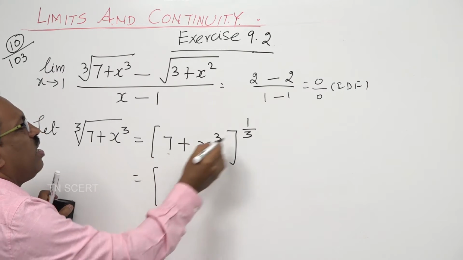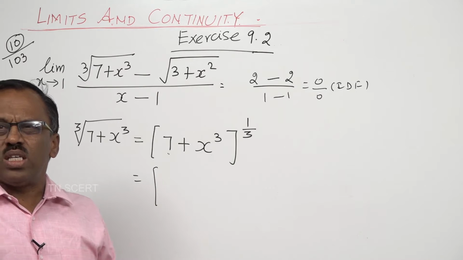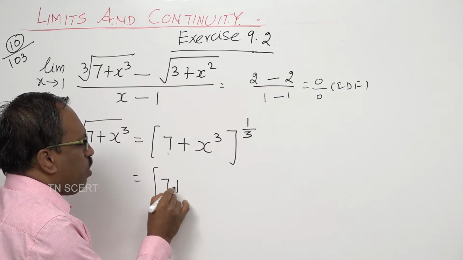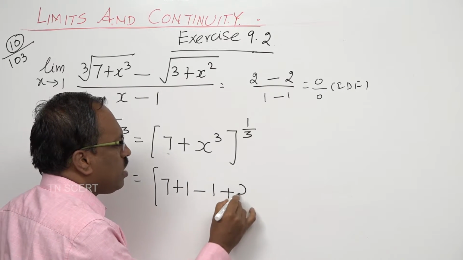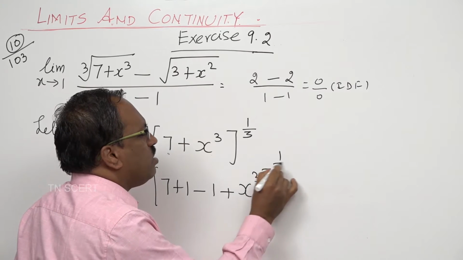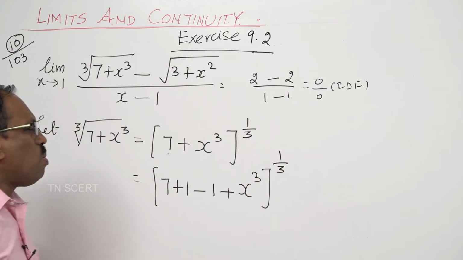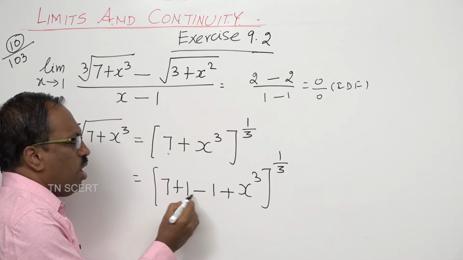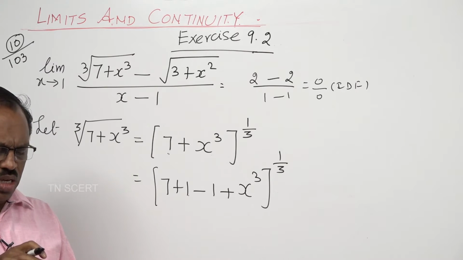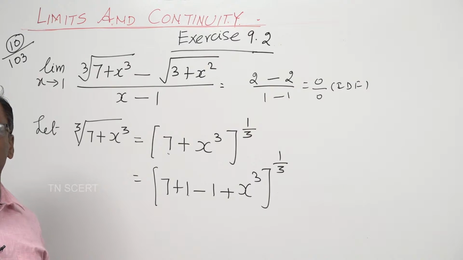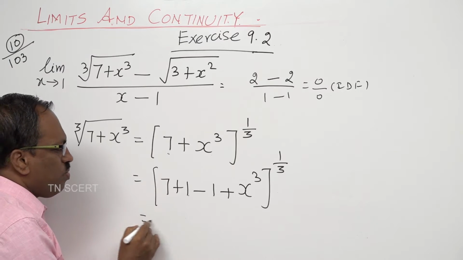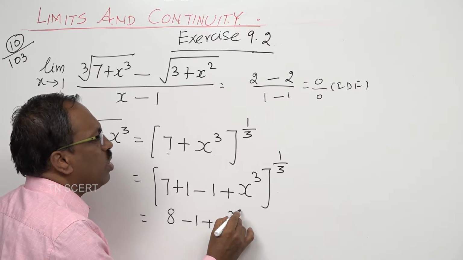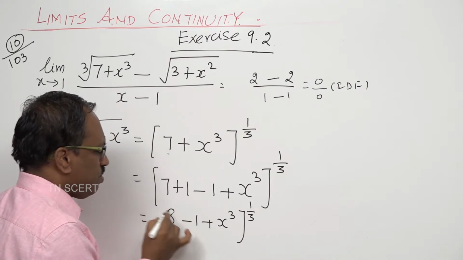This 7 whole power 1 by 3, we cannot do directly. What I can do here is 7 plus 1 minus 1 plus x cube. I just think of it like this. Now, dear students, it is very simple. If I add 1 and subtract 1, the number never changes. That means it is 8 here. That means 8 minus 1 plus x cube whole power 1 by 3.